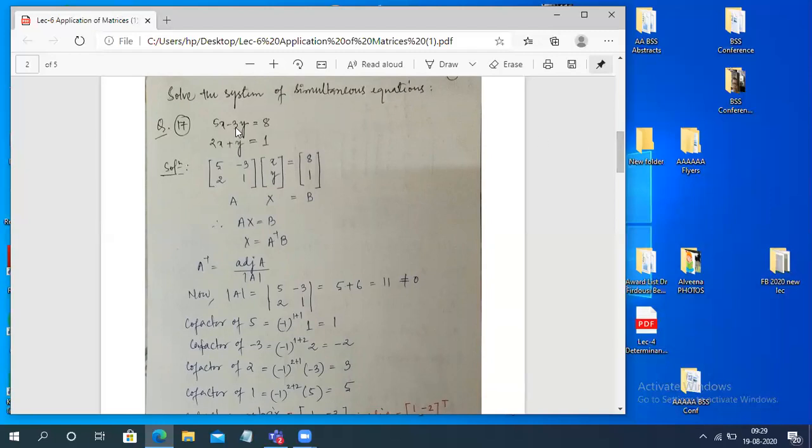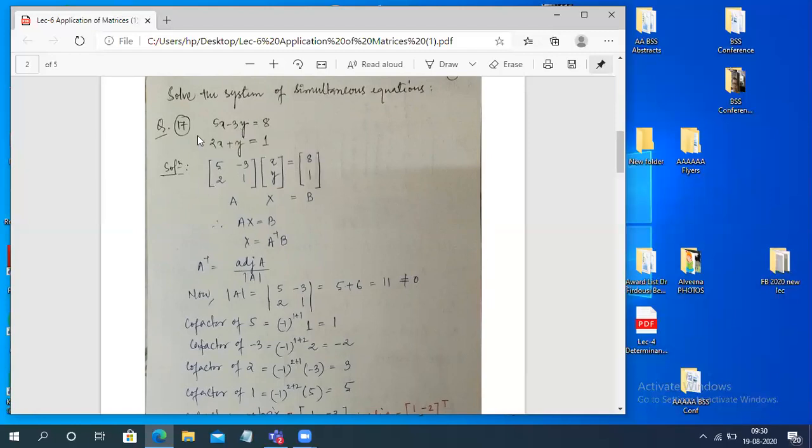So first, write this given equation in the form of AX is equal to B, where A is the coefficient matrix, that is here 5, minus 3. You have to consider the sign also. If it is written minus 3, that means you have to take the coefficient as minus 3. So the first row is formed from the coefficients of x and y in the first equation, that is 5, minus 3, and the second row is formed with the coefficients of x and y in the second equation, that is 2 and positive 1. So this is your matrix A.